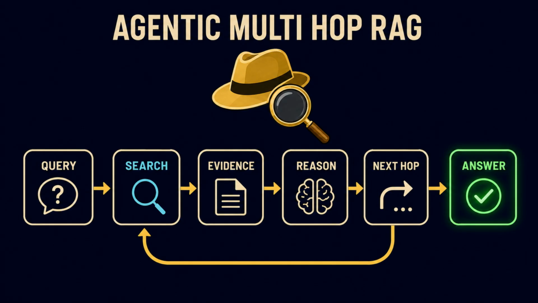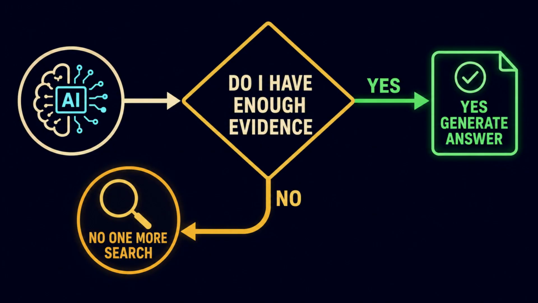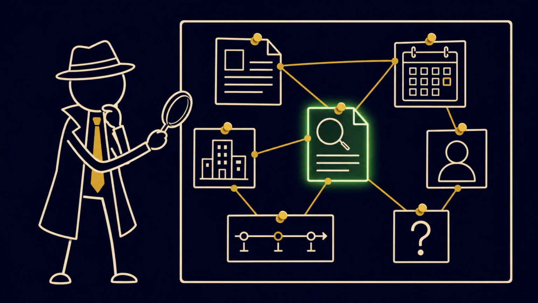Instead of one retrieve then generate pass, the system works like a detective. Retrieve something relevant to step 1, read it, use it to build the next query, retrieve again, repeat. The agentic part is the model deciding after each step, do I have enough yet or do I need one more search? Same as a detective deciding whether they have got enough evidence or need one more witness.